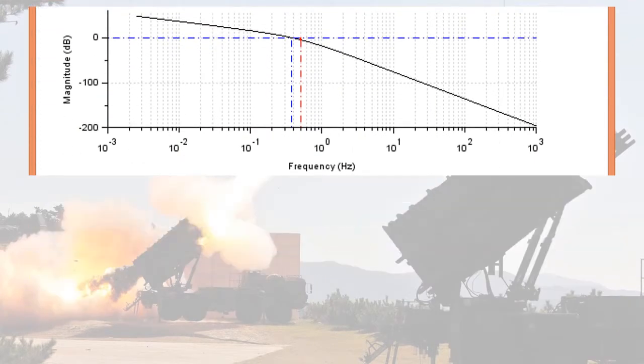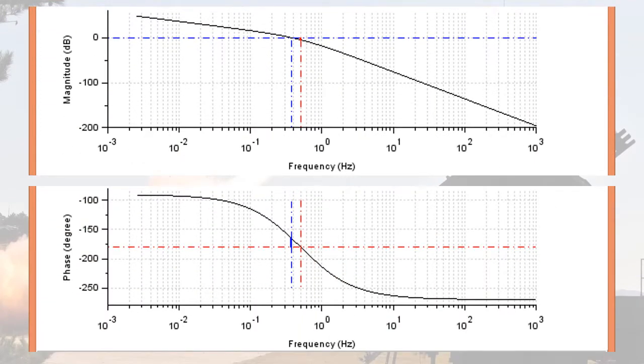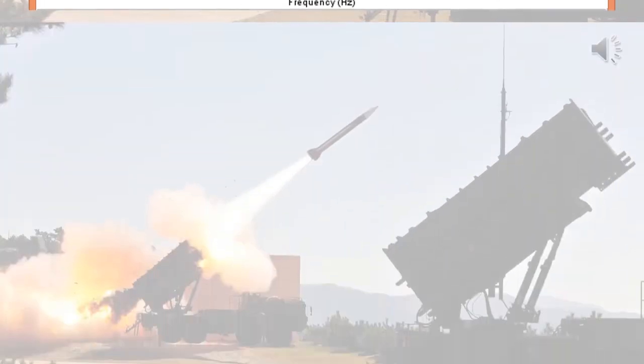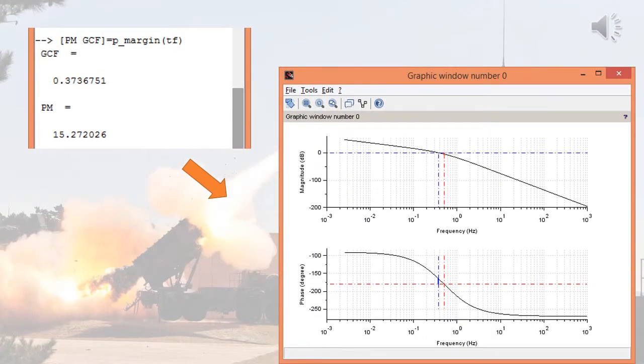As you can see, these are the generated magnitude and phase plots. The blue dotted lines represent the phase margin, while the red dotted lines represent the gain crossover frequency of the system. In order to get a better and clearer value of the phase margin and the gain crossover frequency, we can type [PM GCF] equals p_margin(TF) to show the phase margin and the gain crossover frequency.